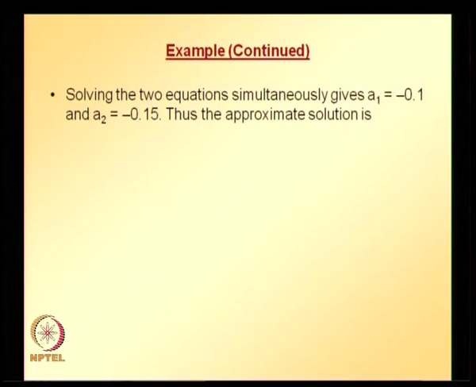Solving the two equations simultaneously gives us a 1 and a 2. Once you get a 1 and a 2, you go back to the admissible trial solution, that is 1 plus a 1 x plus a 2 x square, and substitute these coefficient values to get the approximate solution. By taking the derivative of it, you get the derivative of the approximate solution.